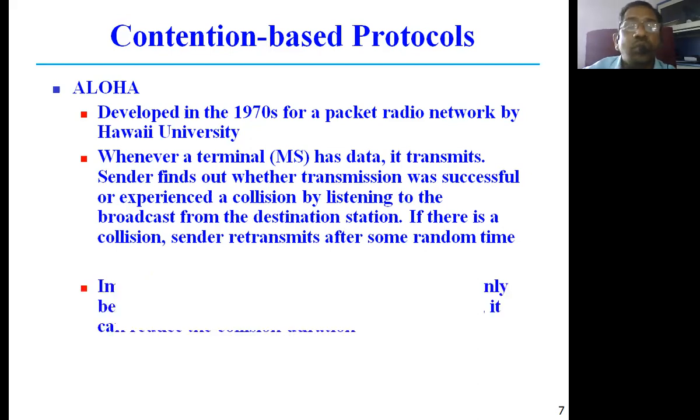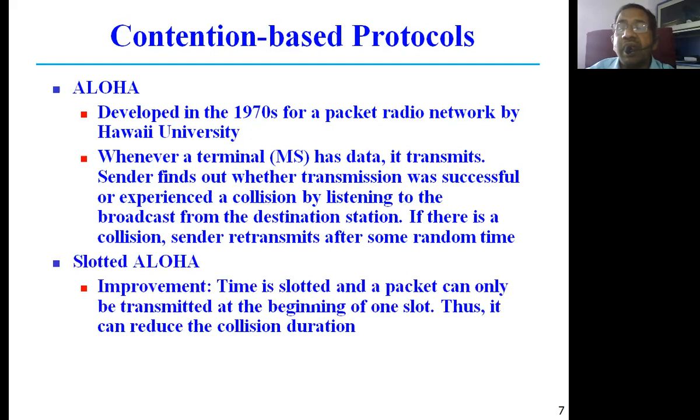This can be handled by using two protocols: one is the Aloha protocol and the other is the slotted Aloha protocol. The Aloha protocol is a purely contention based protocol. Whenever a collision takes place, that information is given to the mobile station, which retransmits the data after waiting. That means if a collision takes place, the mobile station retransmits the data if it doesn't receive any acknowledgement.